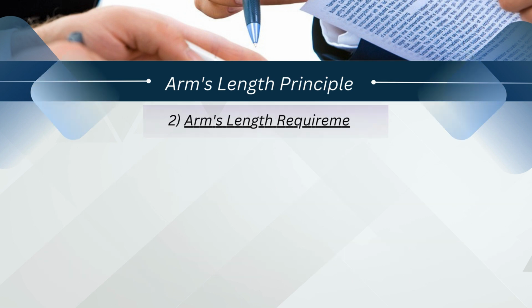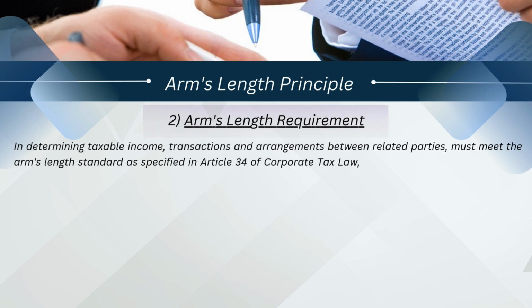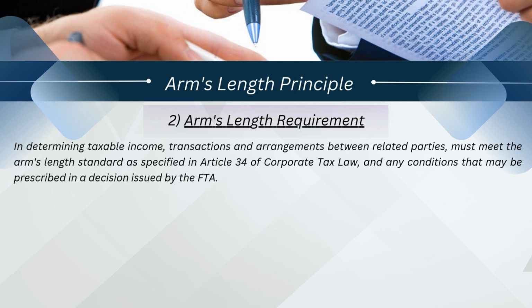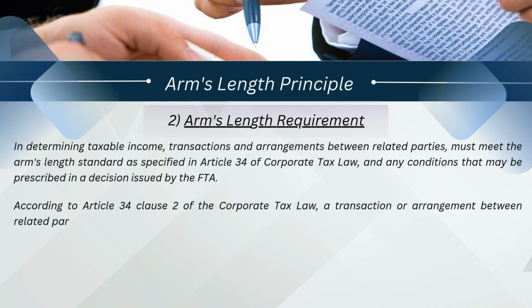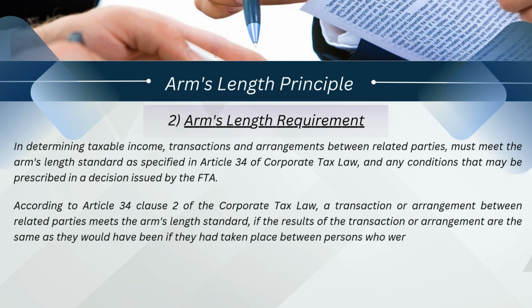Arm's length requirement. In determining taxable income, transactions and arrangements between related parties must meet the arm's length standard as specified in Article 34 of Corporate Tax Law, and any conditions that may be prescribed in a decision issued by the FTA. According to Article 34 Clause 2 of the Corporate Tax Law, a transaction or arrangement between related parties meets the arm's length standard if the results of the transaction or arrangement are the same as they would have been if they had taken place between persons who were not related parties.